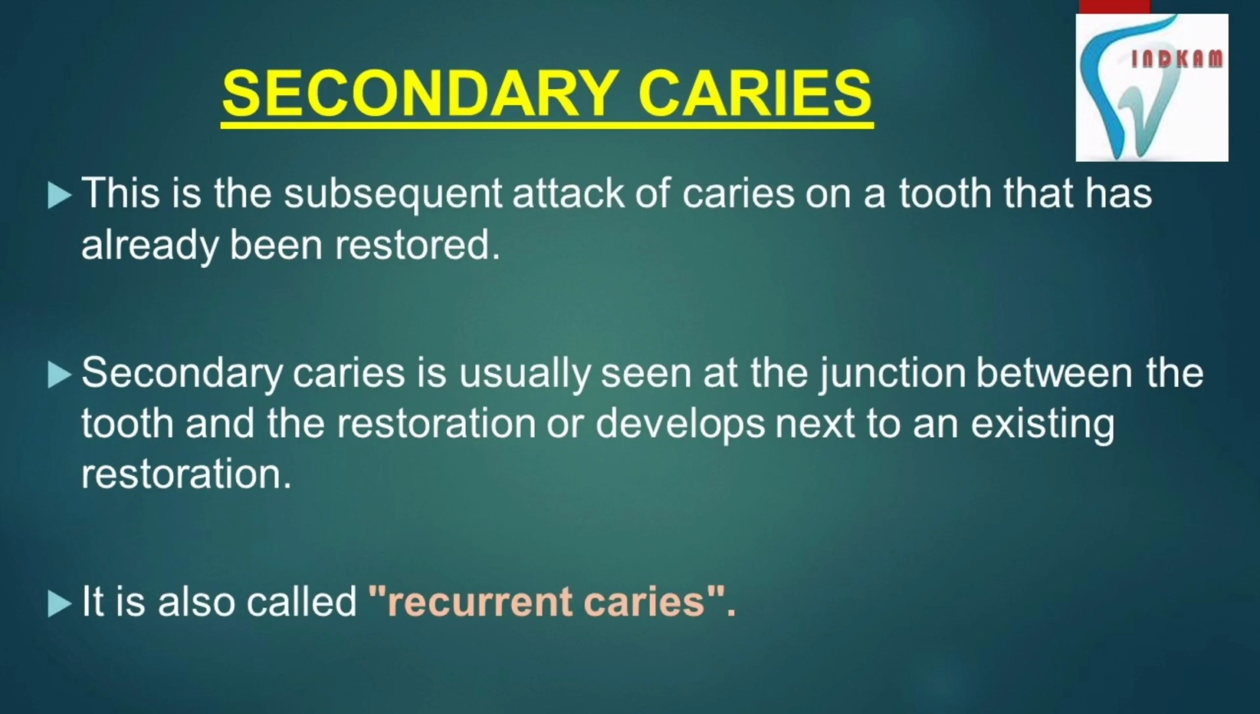Secondary caries. As you can see the name, it is secondary or second attack. We can say the subsequent attack of caries on a tooth that has already been restored. So, as we learnt in primary caries, it was the first ever encounter of tooth to the caries. But here, the tooth has already been encountered with the caries lesion, and now it is again attacked by the caries. Secondary caries is usually seen at the junction between the tooth and the restoration or develops next to an existing restoration. As we have seen in old restorations, caries develop beneath the restoration or on the edges or sides of the restoration. That is secondary caries. It is also known as recurrent caries.